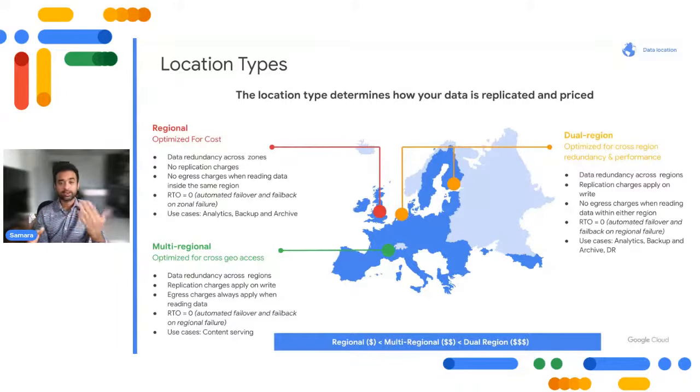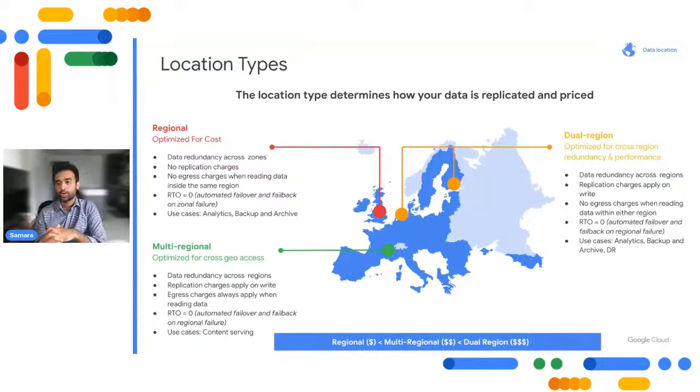So for example, say you have the US dual-region feature. You selected US Central and US East. You could have your compute resources sitting in either of these two regions and be reading from one of the regional buckets for free. So egress within the same region would be free within the dual-region location type. And in terms of use cases, it's great for high performance workloads where you want good performance, but with egress charges in control and in check.